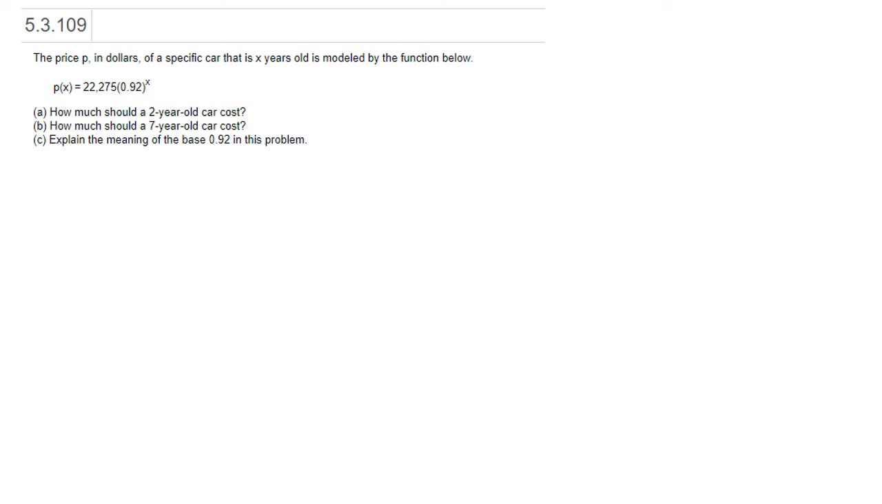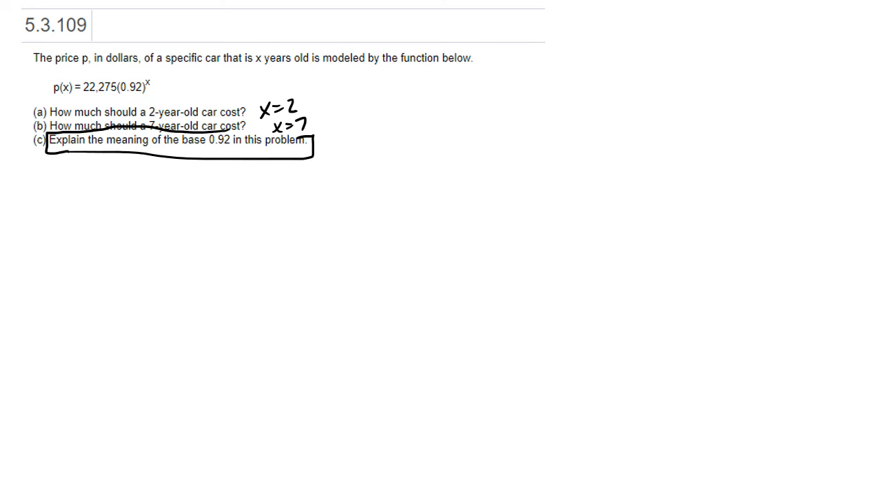Okay, another word problem. The price of a specific car that is x years old is modeled by a specific function. So this just tells me the number of years is 2 or the number of years is 7. Let's actually jump right to the last part before pulling out a calculator to do parts A and B.